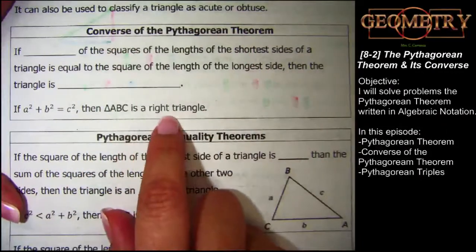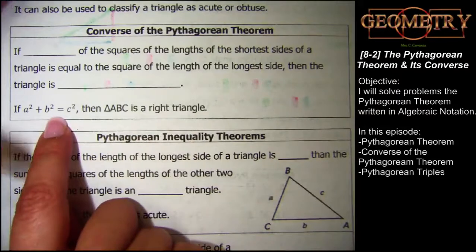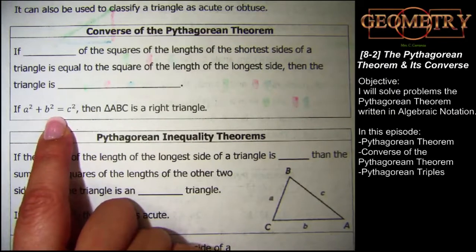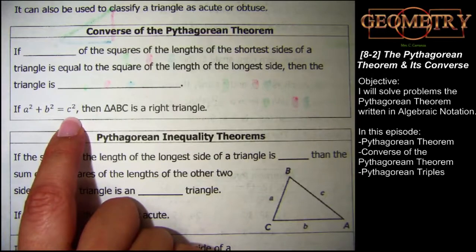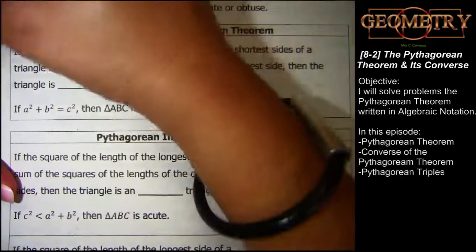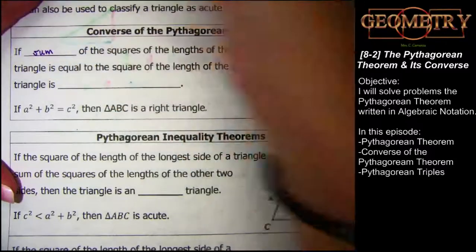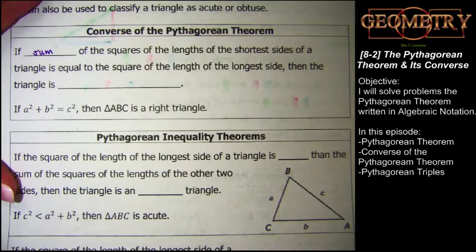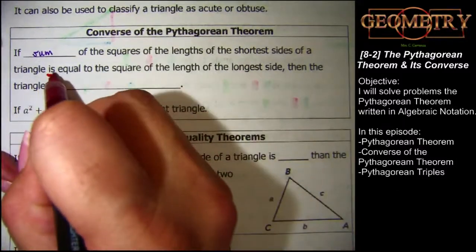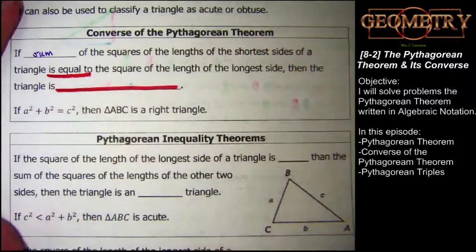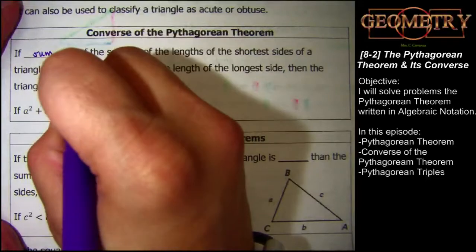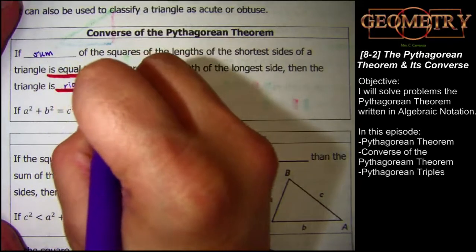Pythagorean theorem says if it's a right triangle, then a squared plus b squared equals c squared. Then the sum of the squares of the short sides is equal to the square of the long side. So when that sum is equal, then we have a right triangle. Nothing new and exciting.